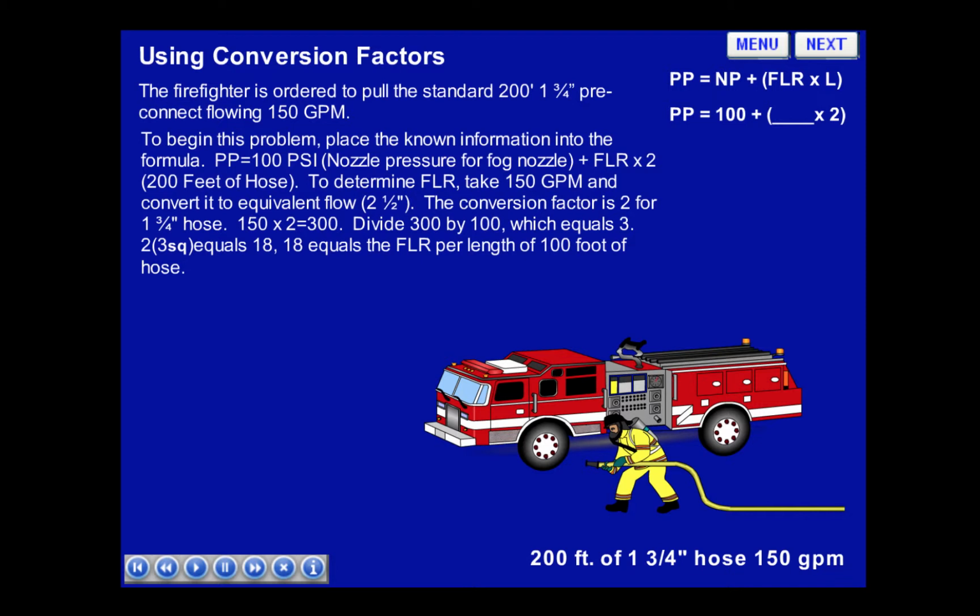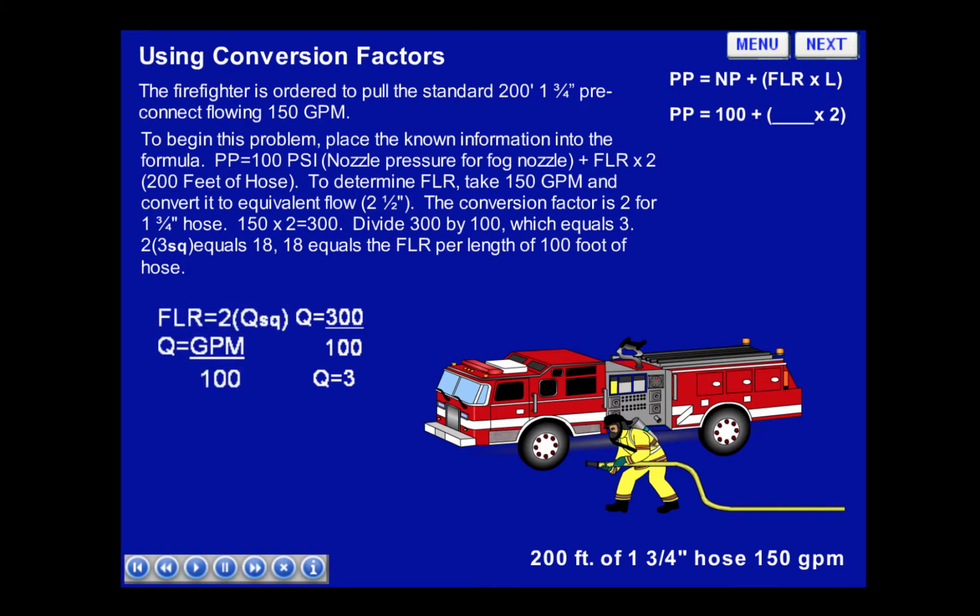of hose. To determine the FLR, take 150 gallons per minute and convert it to equivalent flow to 2.5 inch hose. The conversion factor is 2 for 1 3/4 inch hose. 150 times 2 equals 300. Then divide the 300 by 100, which equals 3.